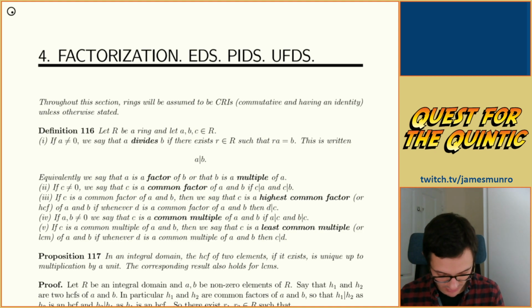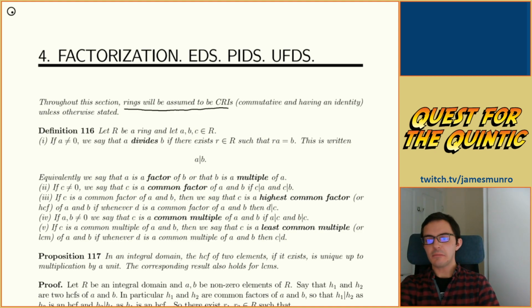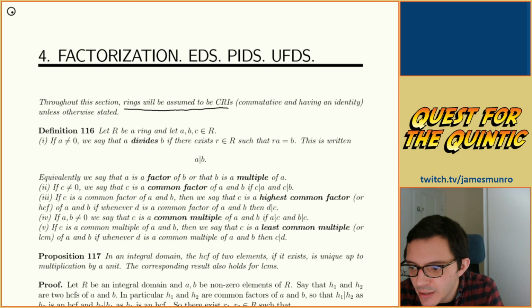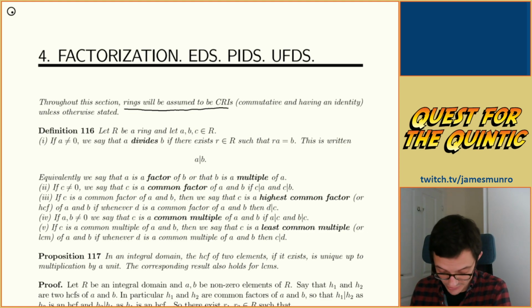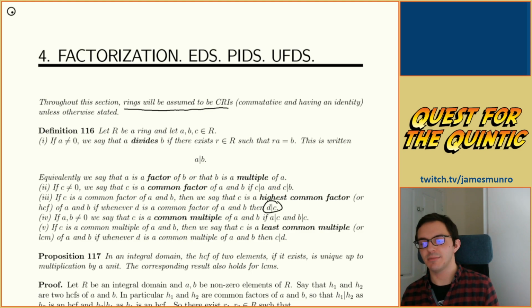Rings are going to be assumed to be CRIs now, commutative rings with identities. That is going to make all this multiplication stuff easier. Common factor, good, okay. Highest common factor, and I like this. I've seen this before in number theory courses or something. Whenever D is a common factor, then D divides C. That's what it means to be a highest common factor.